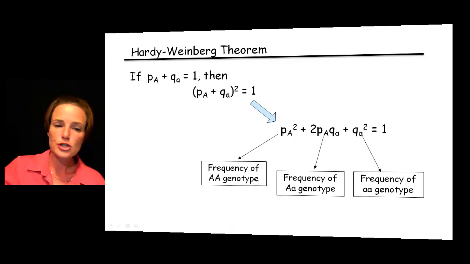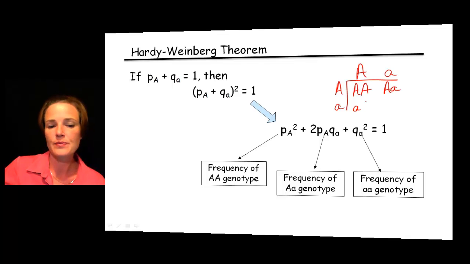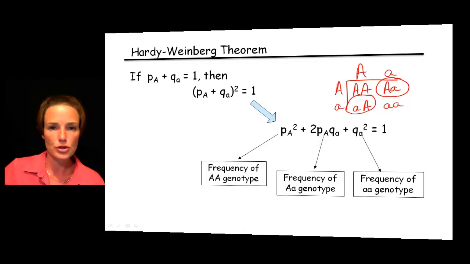Now, the reason for the 2pq is, if you remember the Punnett square, if we make this cross, keep in mind that there were two ways to get heterozygous. So we've got this one, plus we've got this one over here. So that's really where the 2 comes from, the fact that we can make those heterozygous individuals in two different ways.